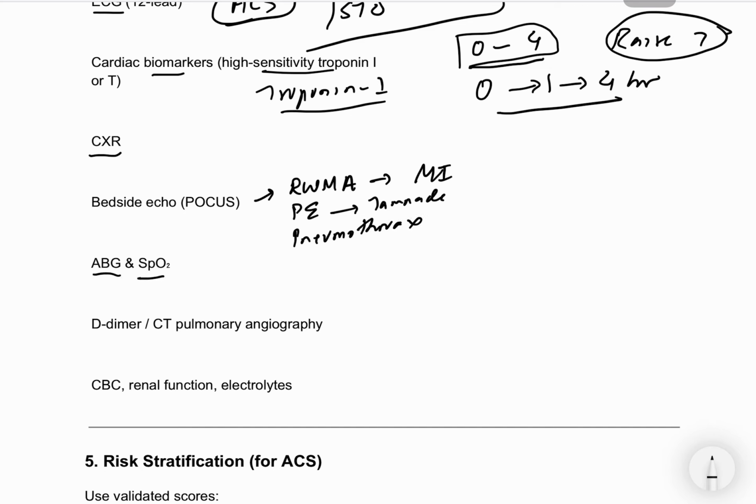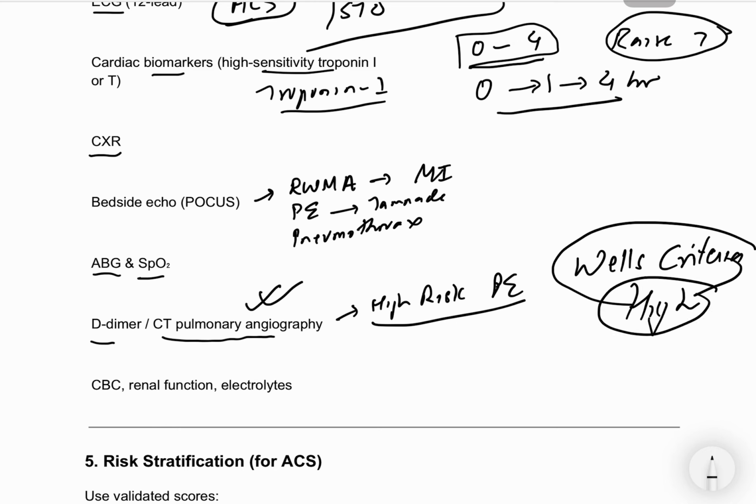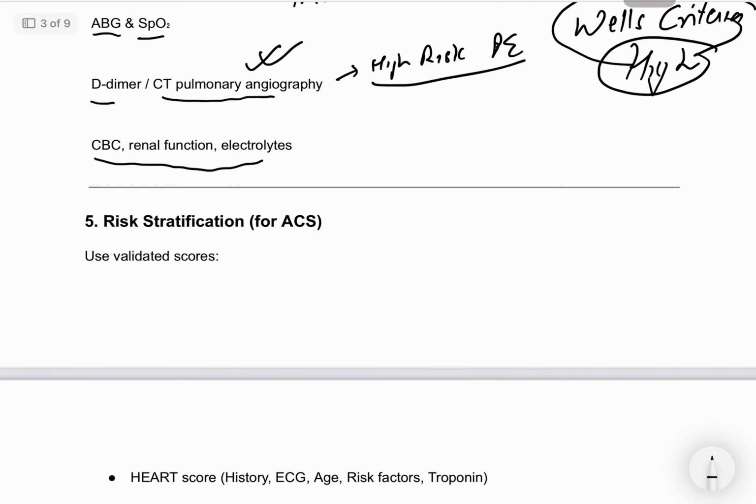After that, ABG and SpO2, D-dimer and pulmonary CT angiography if there is high risk of pulmonary embolism. We send the patient to CT angiography after the Wells criteria. Okay, you have to calculate the Wells criteria. If it is high, then there is a chance of pulmonary embolism, and we have to send the patient to CT pulmonary angiography. Remember, you have to calculate Wells criteria before sending the patient to CT angiography. These are basically the baseline tests: CBC, renal function, electrolytes.